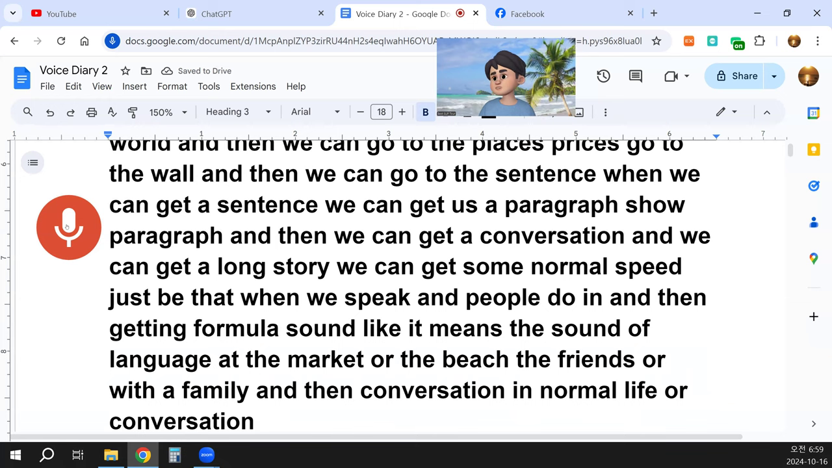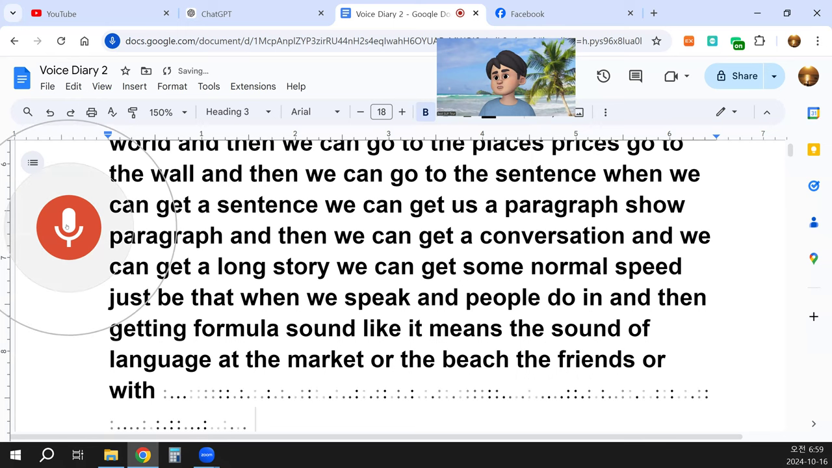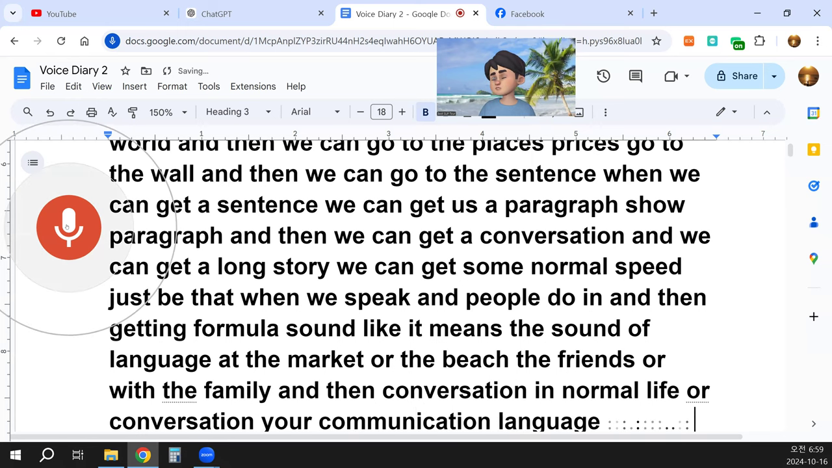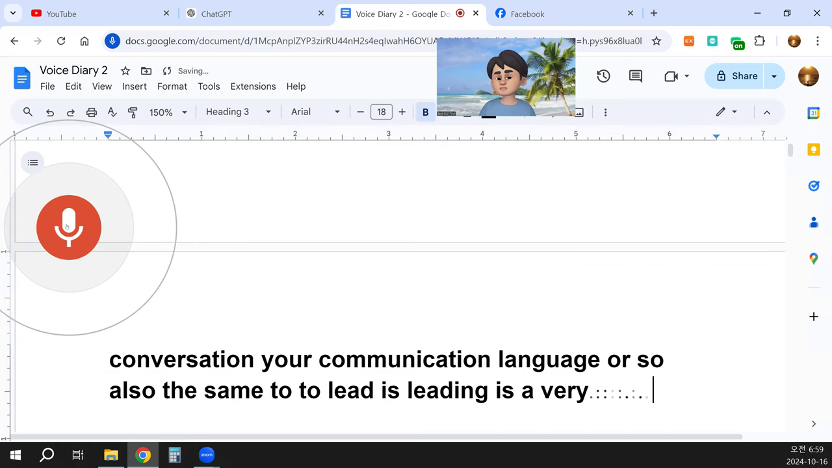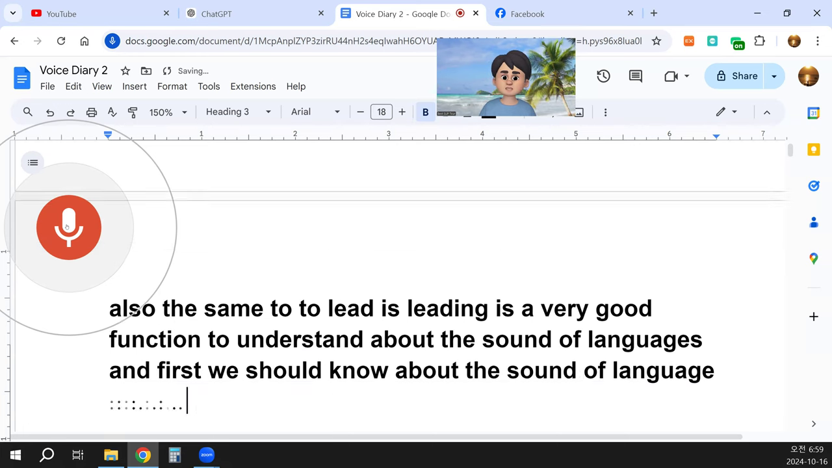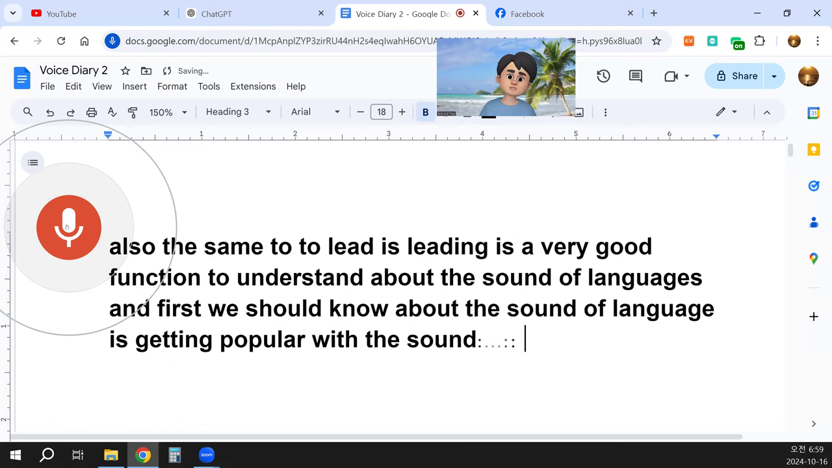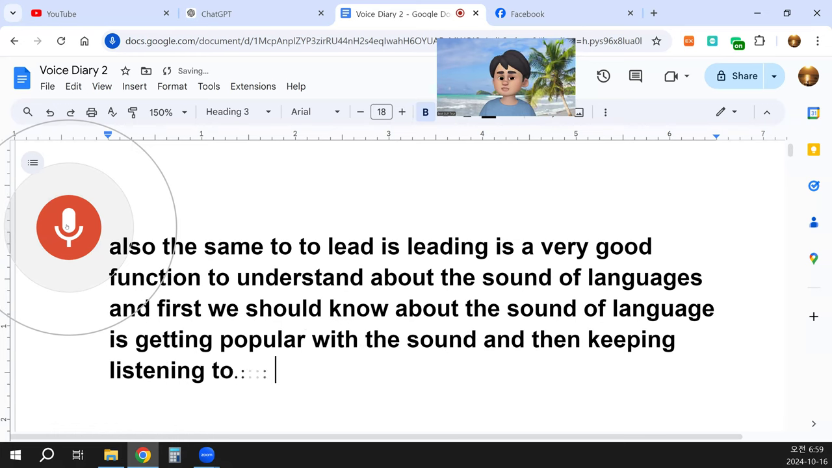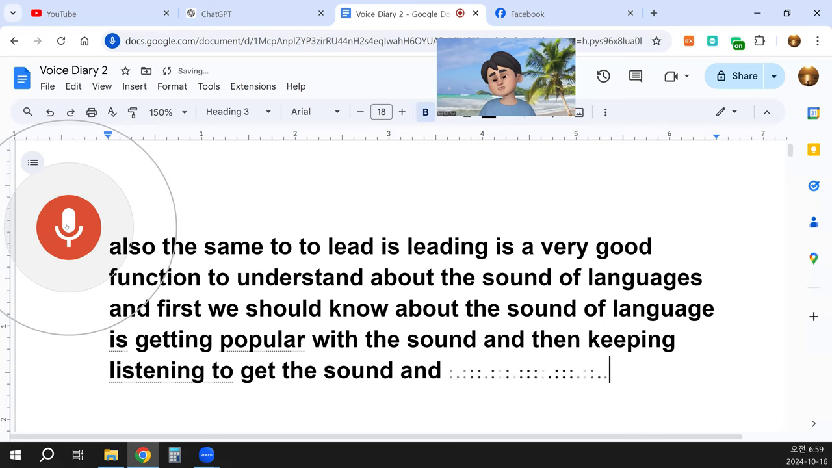We should get familiar with the sounds of a foreign language, and the same applies to our communication language. Reading is a very good way to understand the sound of languages. First, we should know about the sound of the language, getting familiar with the sound, and then keep listening to get the sound, which helps comprehension and reading.